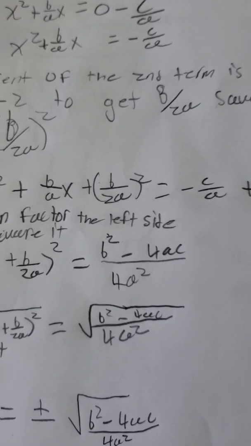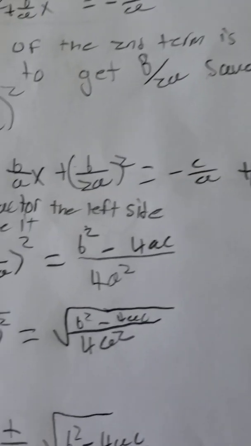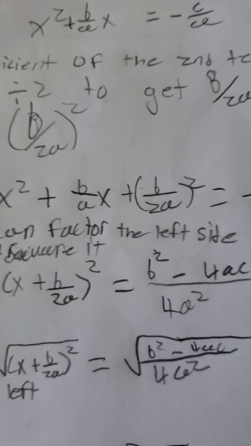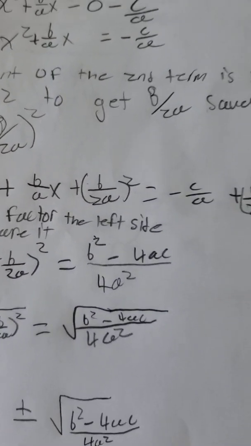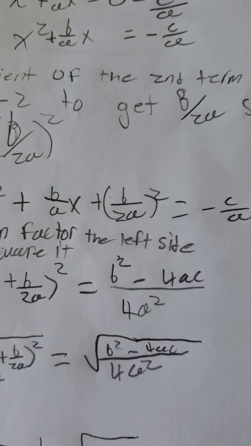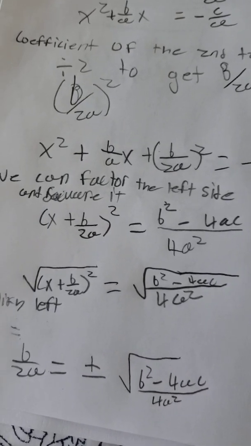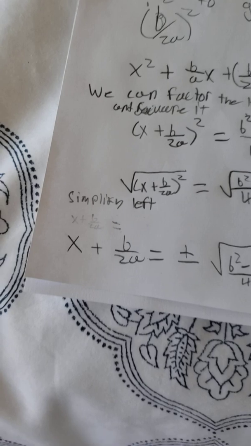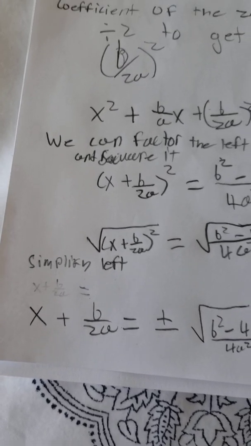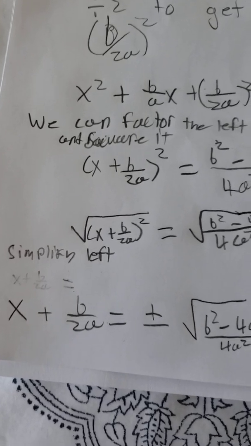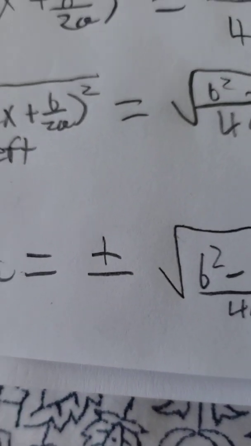So we can factor the left side and square it to get x plus b over 2a squared. And obviously we're going to square everything because of the law of square equivalency. And so b squared minus 4ac over 4a squared is going to be the other side. To get rid of how complicated this all is, we're going to take the radical of both sides. We simplify the left side first, which is x plus b over 2a equals. And then here we introduce this plus or minus sign.